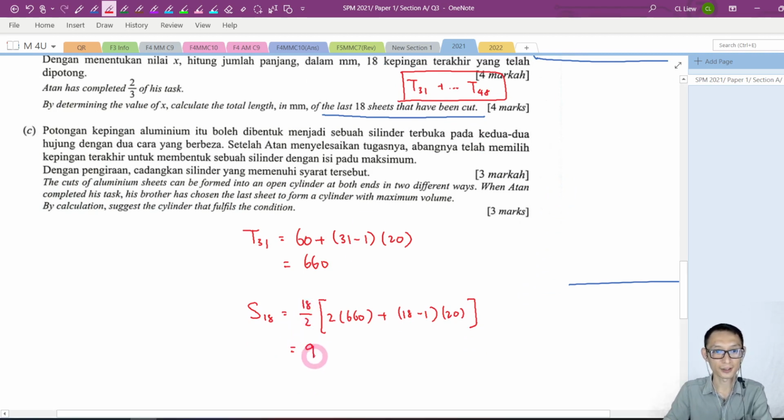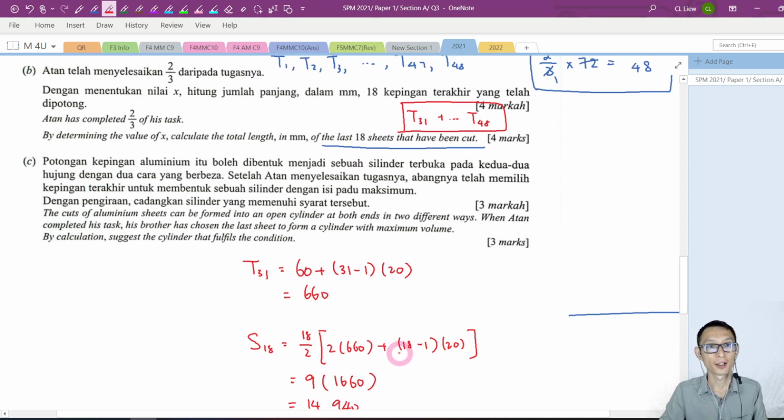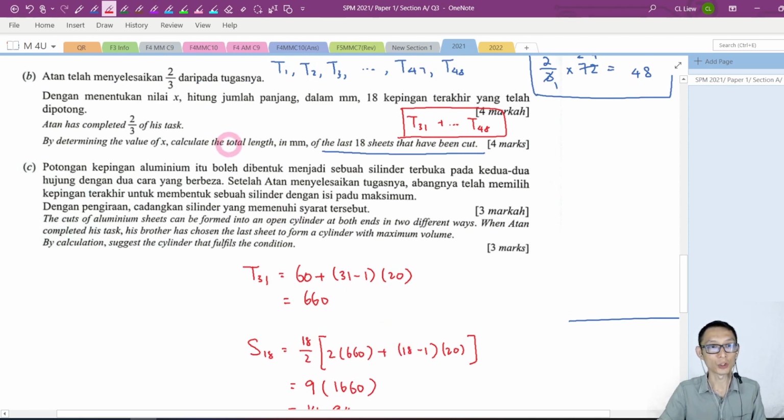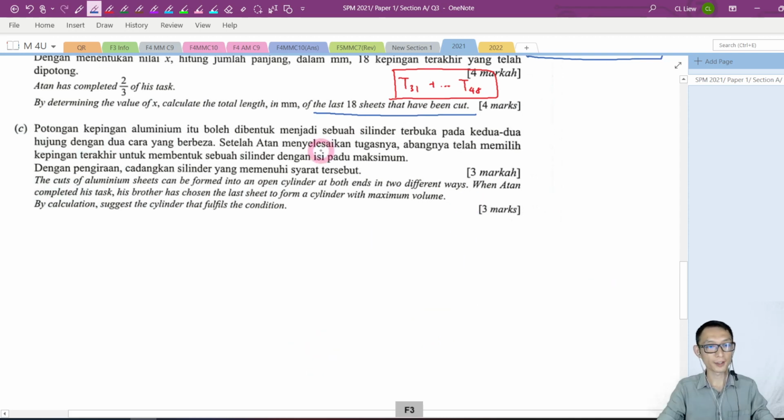This is 9 and this is 1660. The answer is 14,940. Okay, so the total length in millimeter will be this, 14,940 millimeter. Okay, now let's look at the last part of this question.